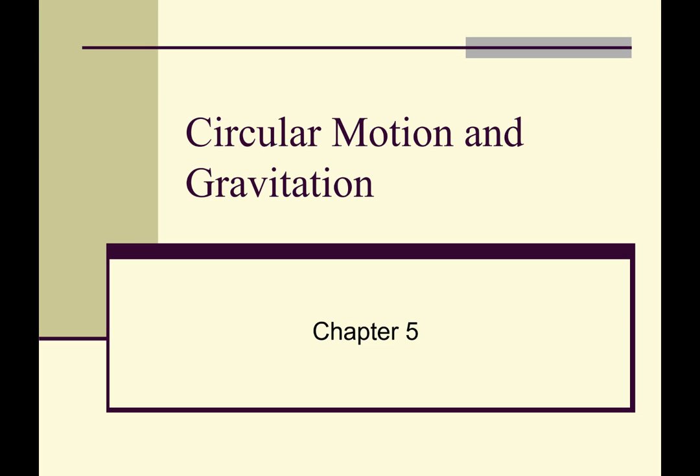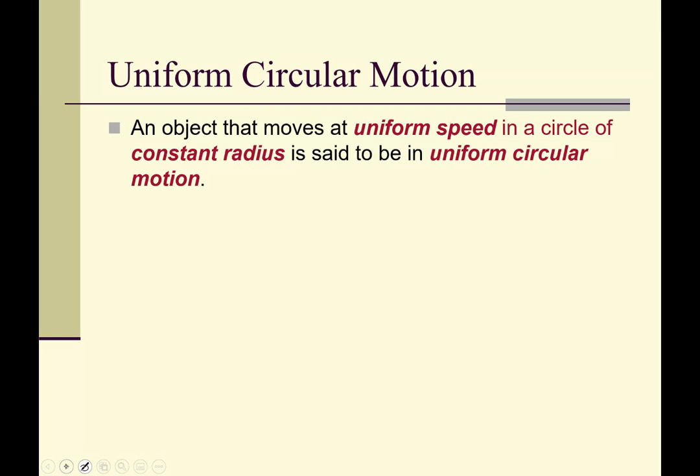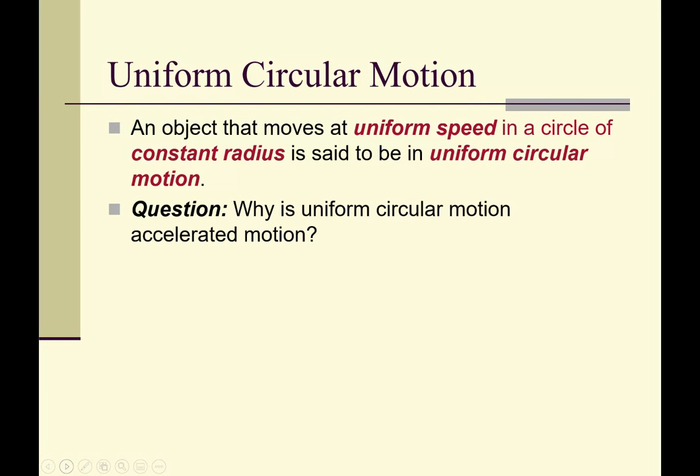Hi everyone, today we are going to go over circular motion and what is covered in AP Physics on circular motion. So the first thing that we're going to look at is what is uniform circular motion, and you actually just watched a video on this, so we're going to go through this pretty quickly. But an object that's moving at uniform speed in a circle with a constant radius is said to have uniform circular motion.